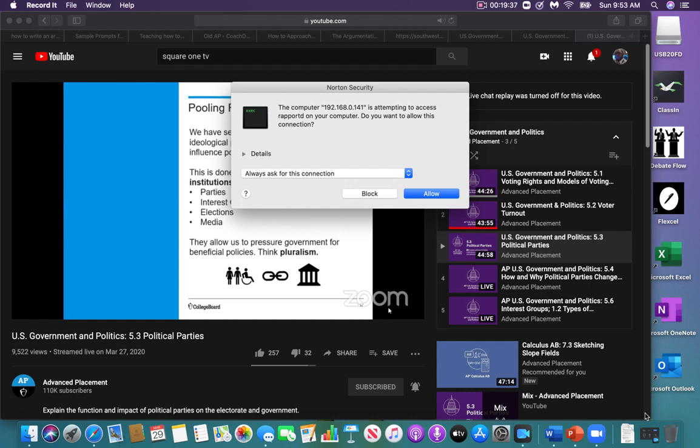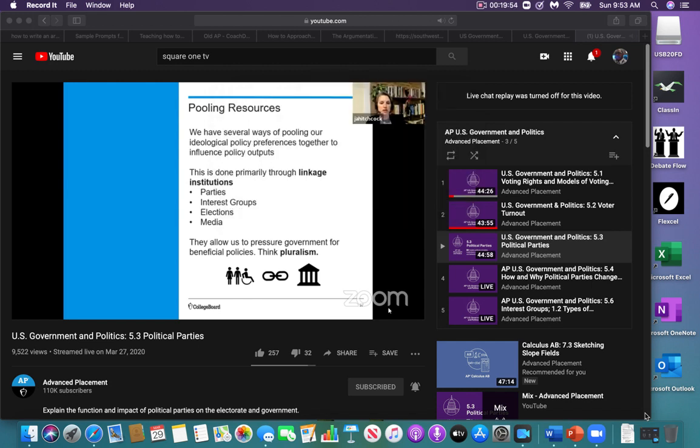But interest groups, they've been around a heck of a long time. Elections have been around a long time. So all of these things are ways where we can pool our policy preferences together and convey those interests to our policymakers in Washington, D.C., or in state houses, or wherever they may be. This allows us to pressure government for beneficial policies, and that's why we call it a linkage. It's linking us back to the government, right?